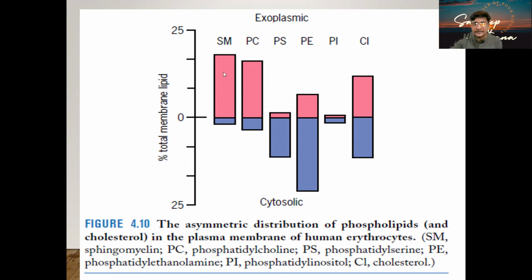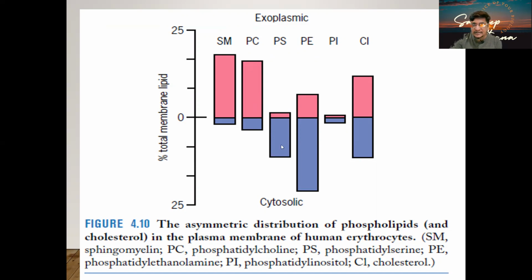For example, if you see the sphingomyelin, the purple region is showing the exoplasmic region, that is the exterior of the cell, and this bluish region is showing the cytosolic region. So for sphingomyelin, most of the part you can see is lying towards the outside, and a small part is hanging inside. Same thing with the phosphatidylcholine.